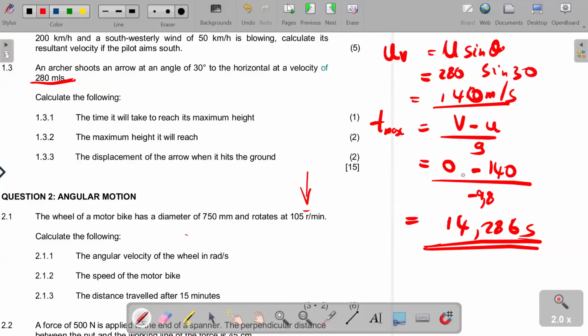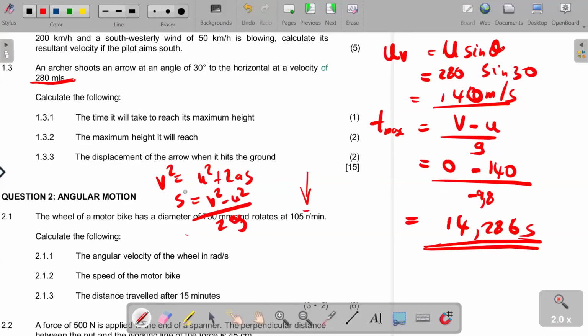The maximum height it will reach. With the maximum height, we still can use the equations of motion. What are the equations of motion saying? They are saying V squared is equal to, of course, U squared plus 2AS. This is the other equation of motion that we can use apart from others. Making S the subject, it means S is going to be V squared minus U squared over 2A. But remember, A, we know it is G. So we can say over 2G and it will still be fine.